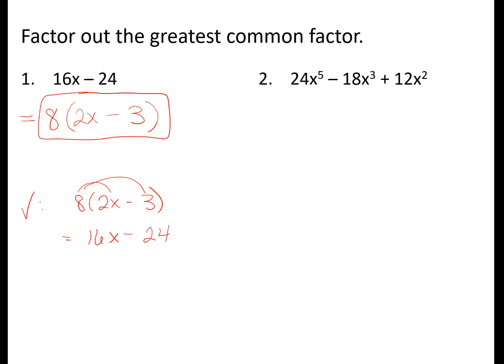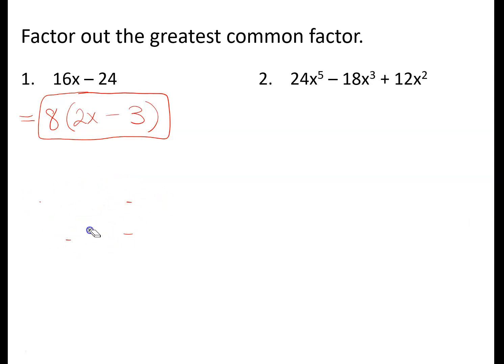To make sure you got the greatest common factor out and not just any common factor, look at the numbers that are inside the parentheses. There's a 2 and a 3, and they don't have a common factor other than 1. So we know that 8 was the greatest.